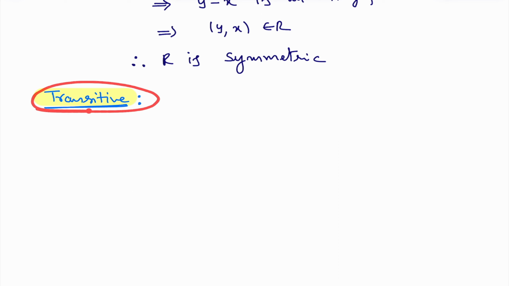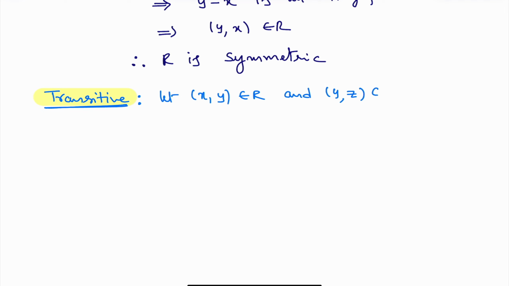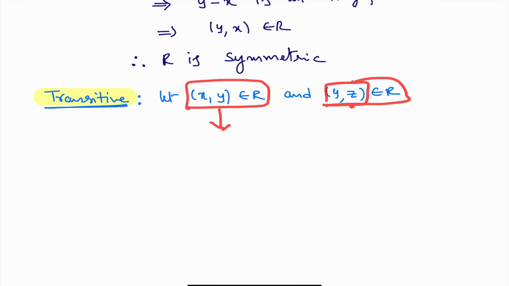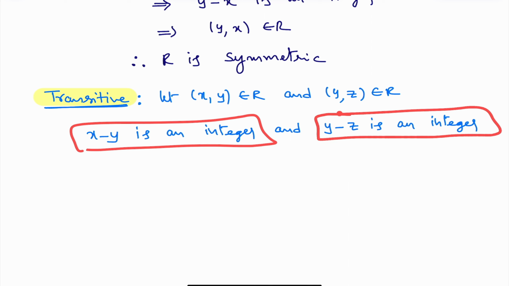How to check the transitive relation? What is a transitive relation? For every ordered pair (x, y) belonging to R and (y, z) belonging to R, we look for whether (x, z) belongs to the relation or not. So first I'll take (x, y) belonging to R and (y, z) belonging to R. This tells you that x minus y is an integer. (y, z) belongs to R, so y minus z is an integer. I'll write the same: x minus y is an integer, y minus z is also an integer.